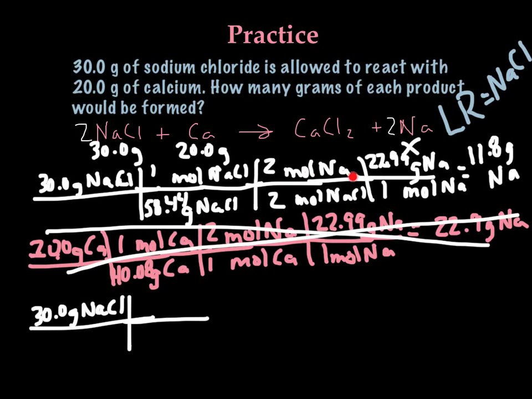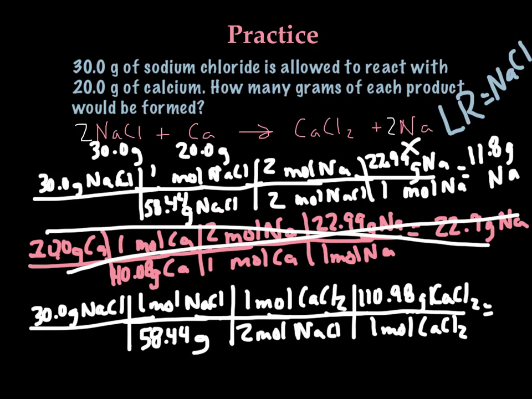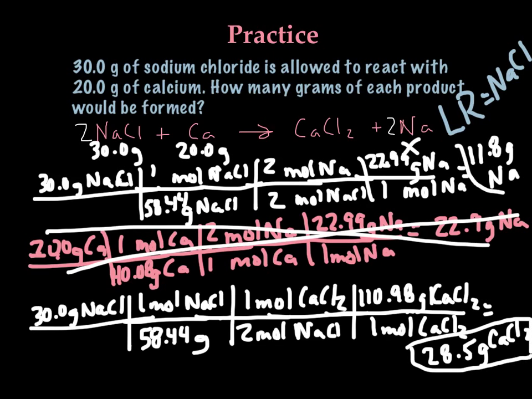I'm going to change it, instead of Na, to CaCl2. I'll show you. All right, so there's my action line all set up. By the way, if you're having trouble with the action lines, maybe you need to go back and check out the stoichiometry videos, the mass-to-mass action lines. And so my answer that I get is 28.5 grams of CaCl2.